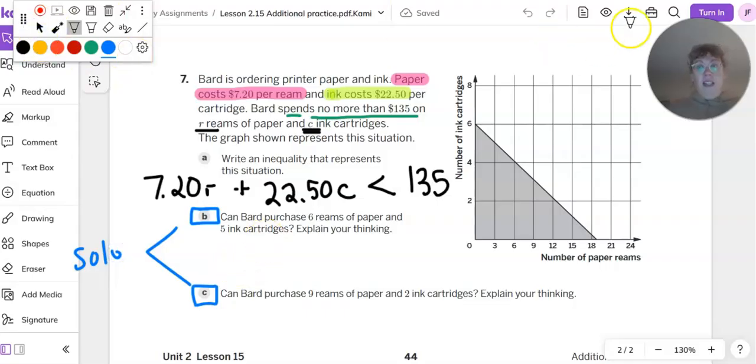And when you're all set, in the top right corner over here, there's this turn in button. Make sure you are clicking that and turning in this Cami.